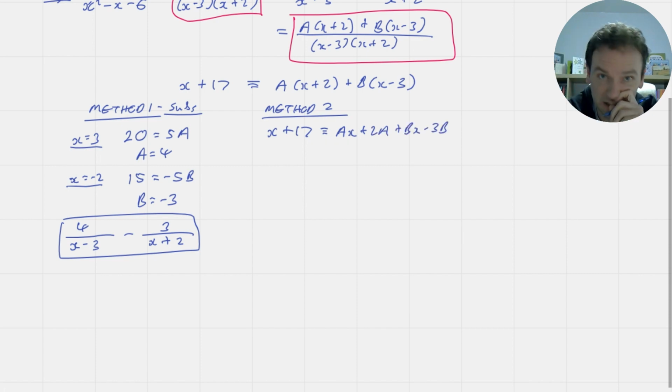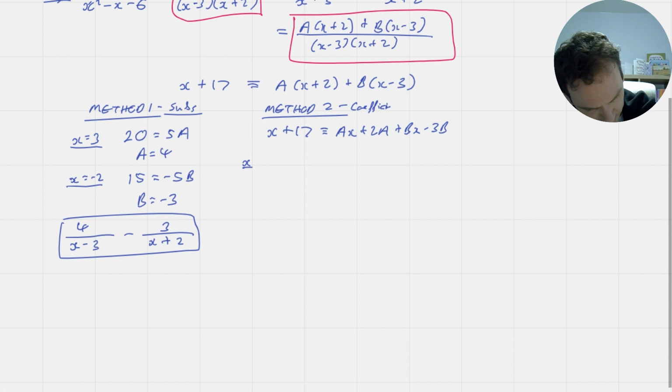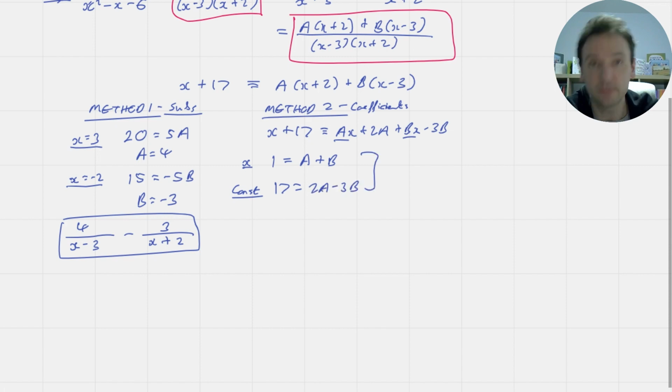If this is an identity, the coefficients of x must be the same on both sides, and the constant terms must be the same on both sides. So this is comparing the coefficients. On the left-hand side, the coefficient of x is 1. On the right-hand side, we've got ax plus bx. So we need 1 to equal a plus b, and then for our constant terms, we've got 17 on the left-hand side and 2a minus 3b on the right-hand side. And boom, you've got simultaneous equations.